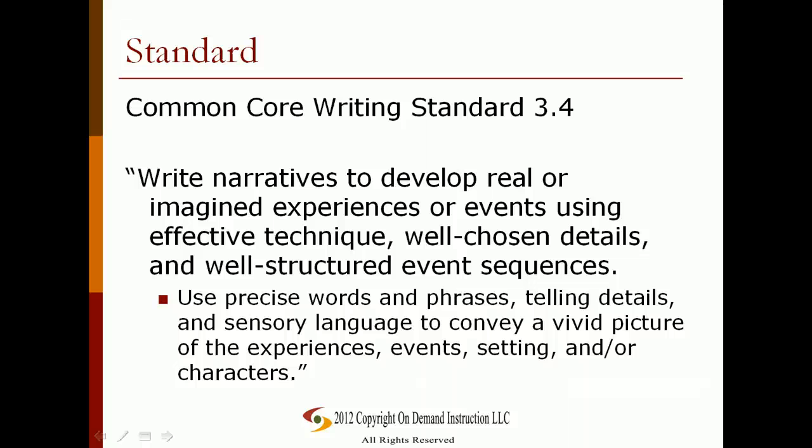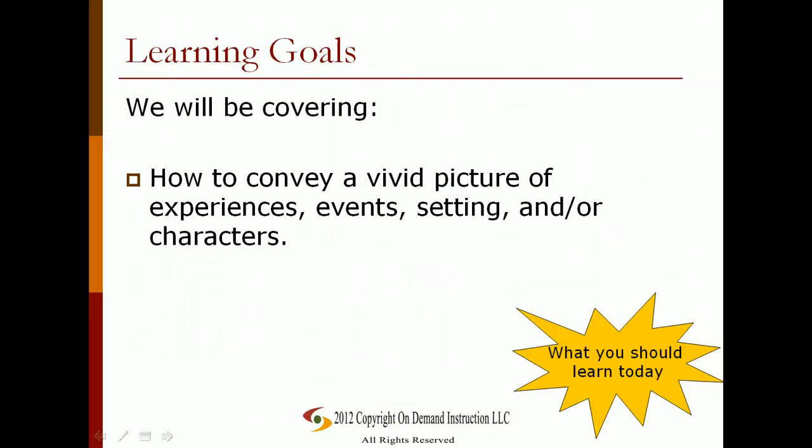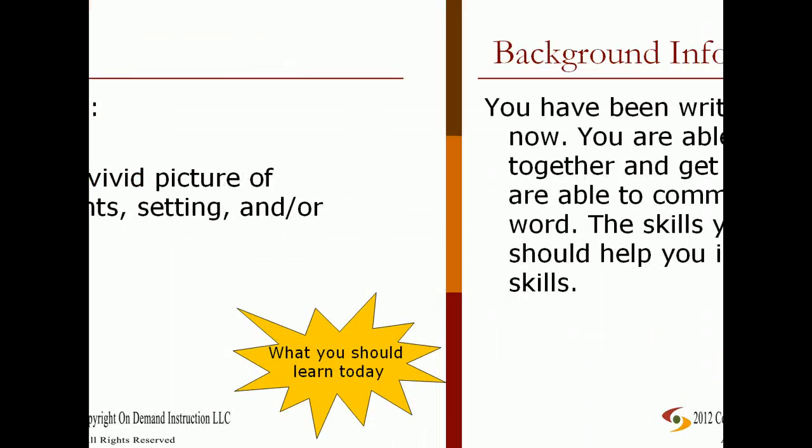Write narratives to develop real or imagined experiences or events using effective techniques, well-chosen details, and well-structured event sequences. Use precise words and phrases, telling details, and sensory language to convey a vivid picture of the experiences, events, setting, and/or characters. We will be covering the following: how to convey a vivid picture of experiences, events, setting, and/or characters.